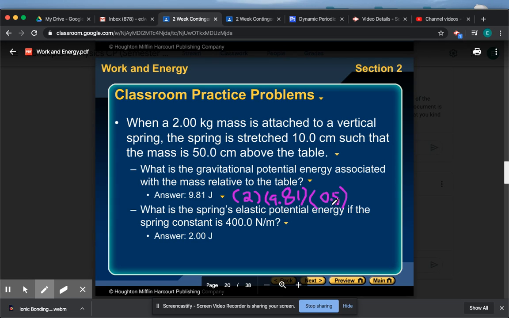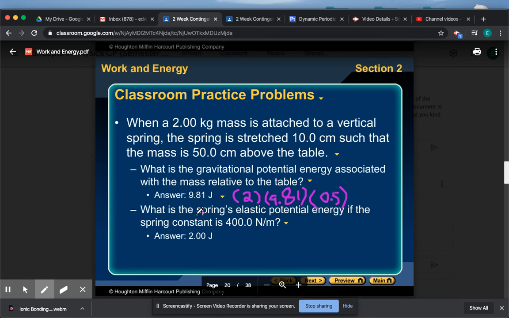So now you multiply everything out. Let's do it this way. 2 times half is what? 2 times 1/2 is 1. And then 1 times 9.81 is 9.81. So that's where this number comes from.